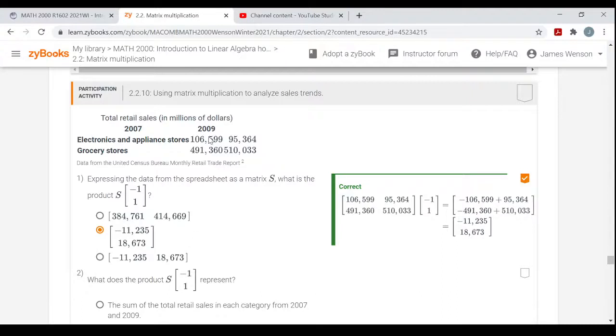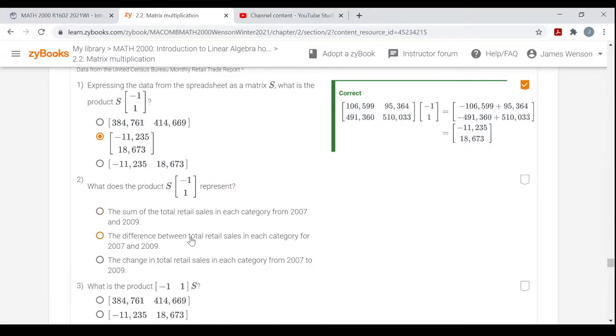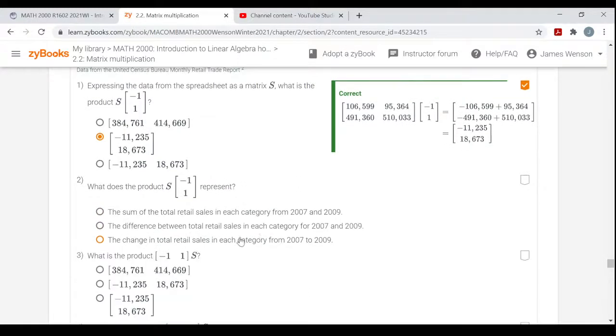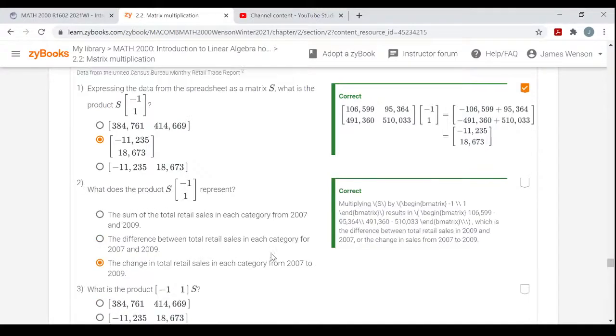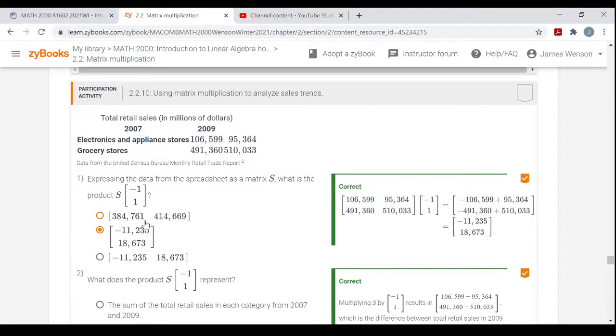It gives us a difference in sales from 2009 to 2007 for these kinds of stores. The difference between total retail sales in each category for 2007 to 2009. Maybe that's the change, right? Because it's negative if it's going down. You see how the first one's negative, right? It went down $11,000 million, or $11 billion.